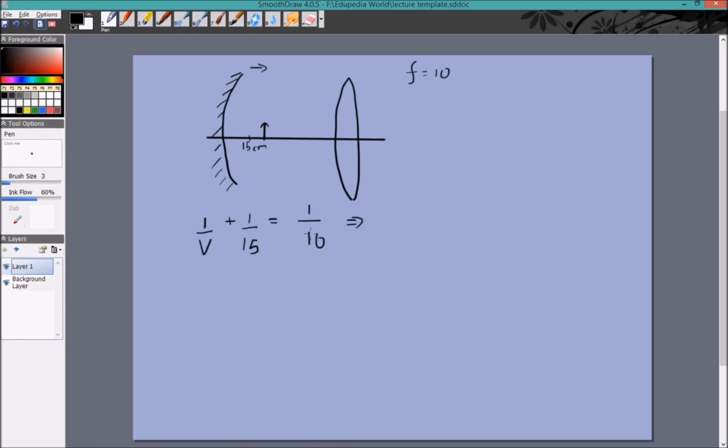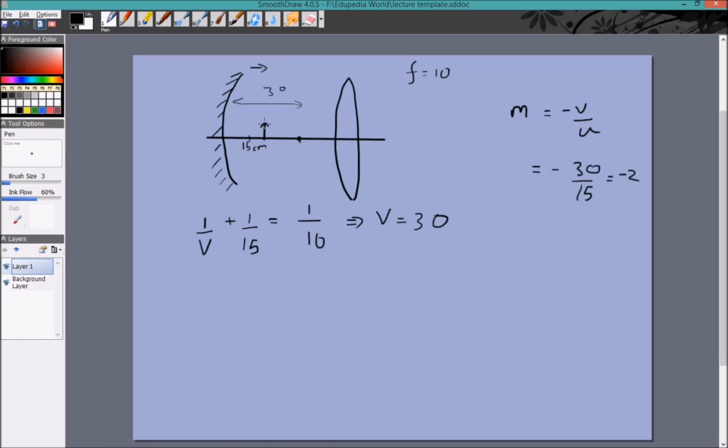So it gives me 1 by v is 1 by 10 minus 1 by 15, or v is equal to 30 centimeters. Right. So this distance, if this is 15, this total is 30. This is where the image is formed. And we know that the magnification for a mirror is minus v by u. So if v and u are both positive, the magnification is negative, and in this case it is minus 30 by 15, or minus 2.